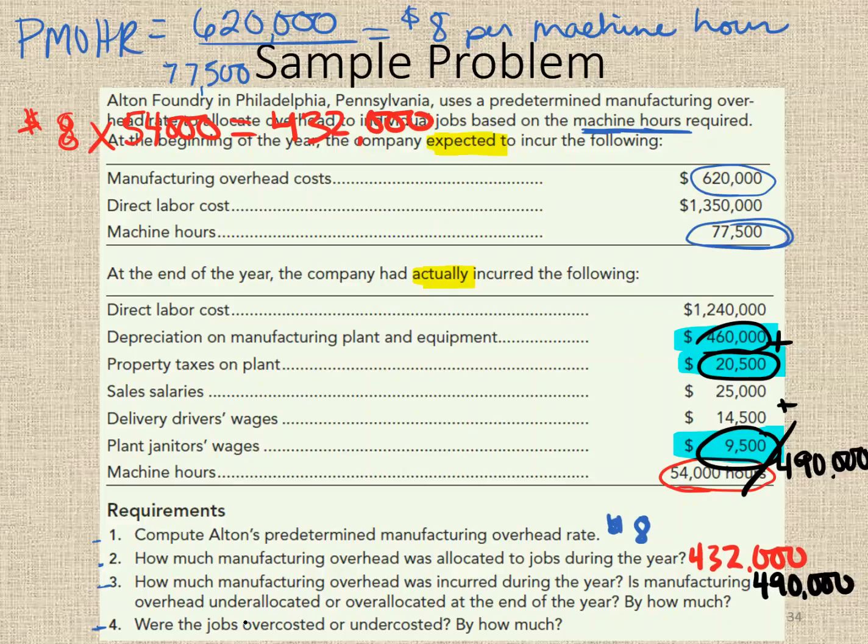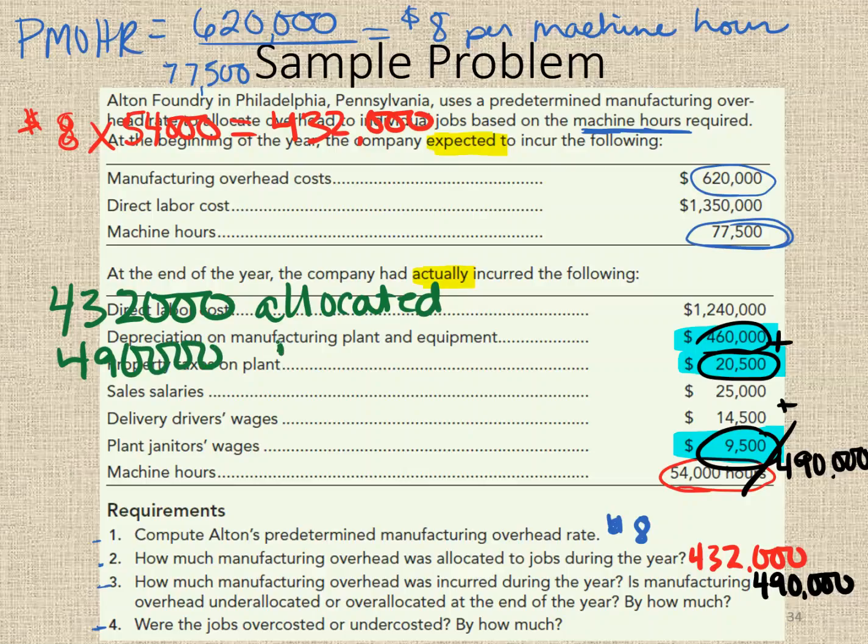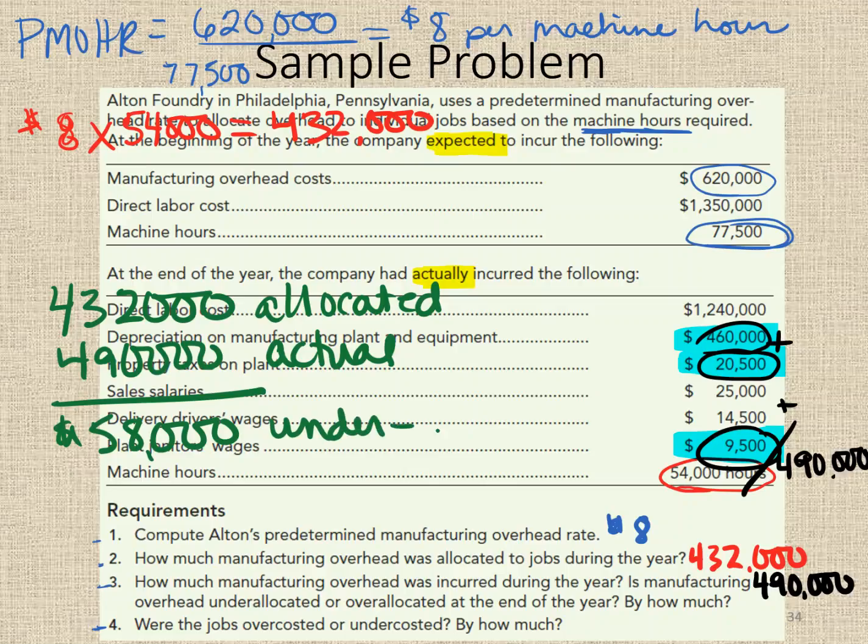So the question then is, how much was overhead over or under allocated? Okay, so what we allocated for the year is in red here, 432,000. What we actually incurred at the end of the year was 490,000. So I'm just going to write this here. 432 was allocated or applied. 490 was incurred or actual. So the difference between the two, which is 58,000, is how much we over or under allocated our expenses. So if we allocated 432 and it was actually 490, we under allocated. We did not allocate enough money to our expenses. So in this case, we under allocated by $58,000.